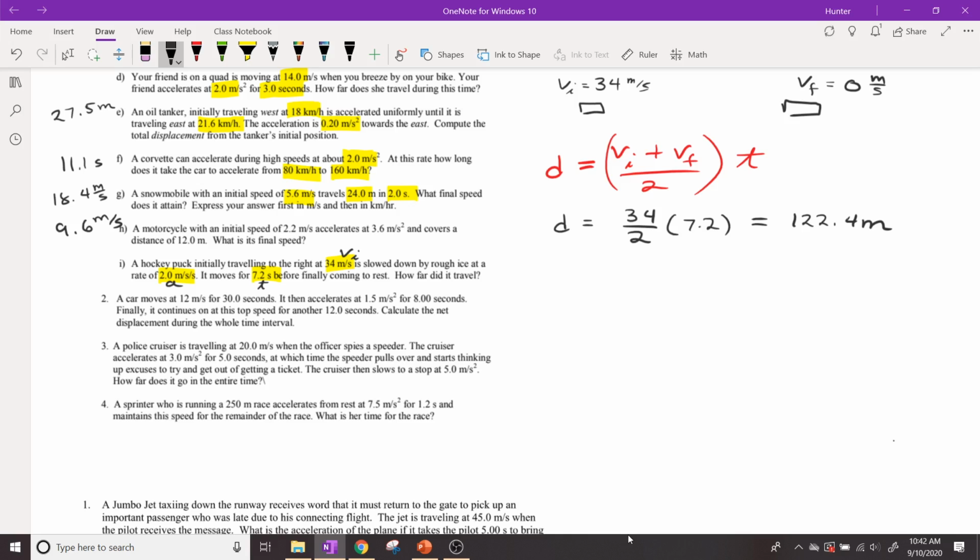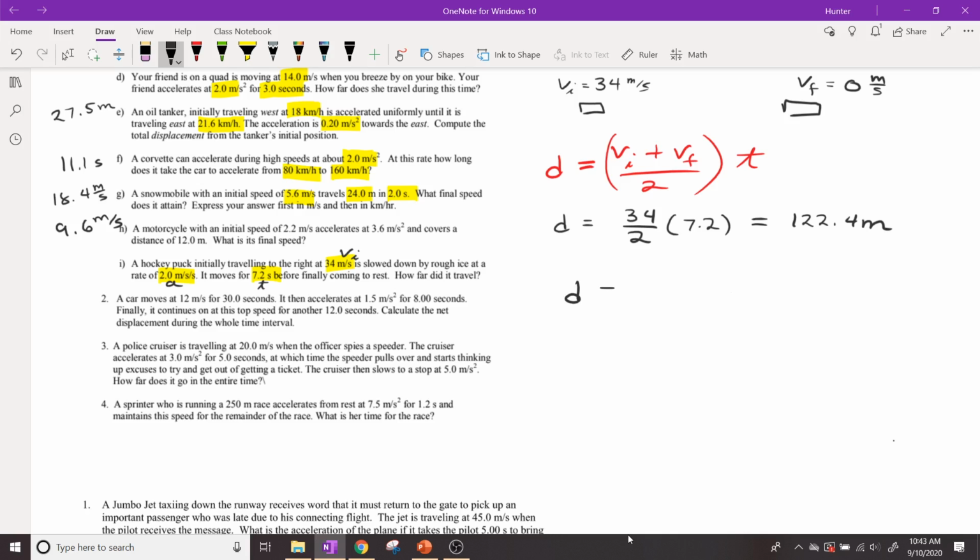Good. All right, fair. You could have also solved this using VF equals VI plus AT. That would have worked as well. Do you get the same answer? What do you mean? Why not? There's not. Oh yeah, you're right. So if you did that one, you wouldn't actually solve what you're looking for. Let me try again.